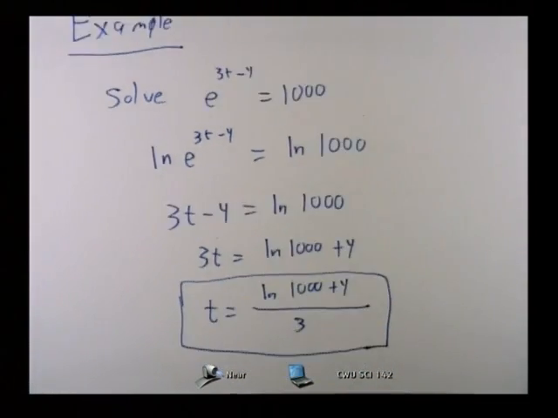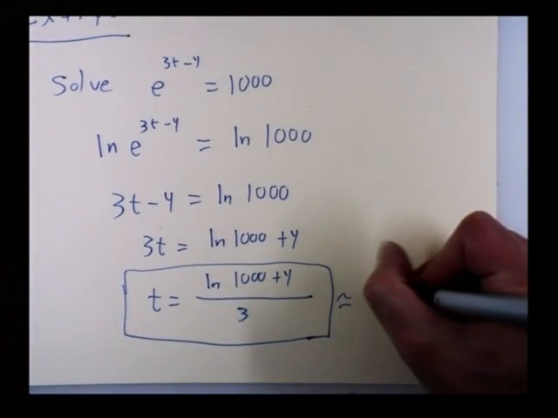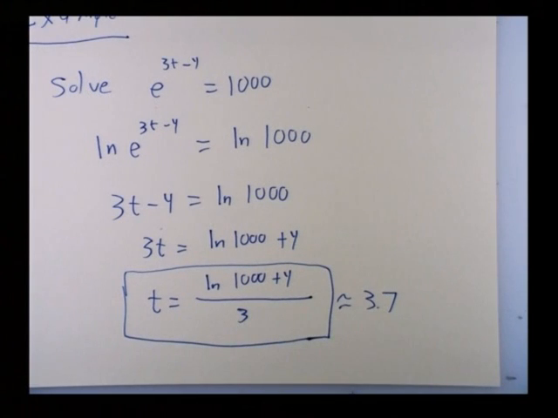This is a great answer in that it's precisely correct. The natural log of 1,000 does need to be there. If at this point you're desperate for a decimal, you can plug into your calculator. You can take the natural log of 1,000, which is indeed a little more than 6.9. You can add 4, you can divide by 3, and you can get a number which I'm guessing is a little bit less than 3.7. Your calculator will be more precise, but you can approximate it if you want to.